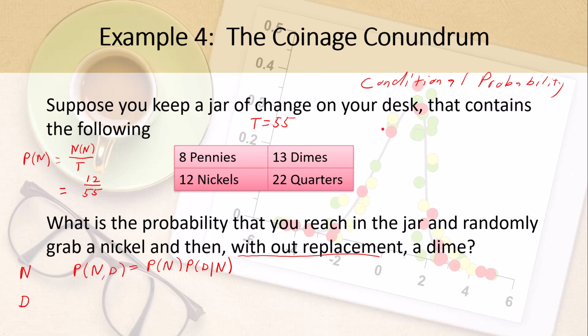Okay, now, the probability of choosing a dime, given that a nickel has already been chosen, is going to be equal to the number of dimes that we have divided by the number of items that are left, given that we've taken a nickel. Well, the number of items that are left, given that we've taken the nickel, is going to be T minus 1. Because remember, the nickel's gone. We don't have 55 items anymore. We have 54. So this is going to be equal to 13 divided by 54. And then this will become, okay, well, the probability of choosing a nickel, 12/55. And the probability of choosing a dime, given that you already chose a nickel, 13 over 54.